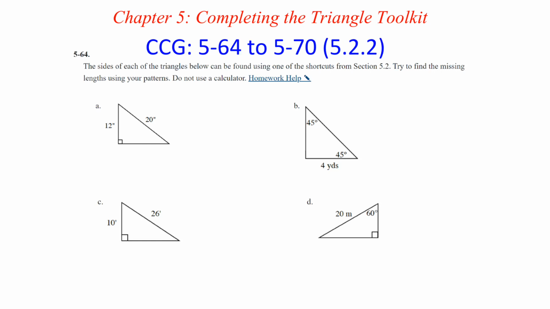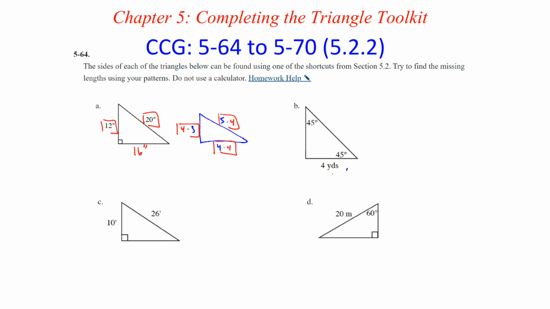way you can. For Part A, if you think back to one of our Pythagorean triples, we have a 3, 4, 5 triangle. You can take each of these sides and multiply by 4. This one gets multiplied by 4, so 4 times 3 is 12. 4 times 5 is 20, and so 4 times 4 would make this side 16 inches.